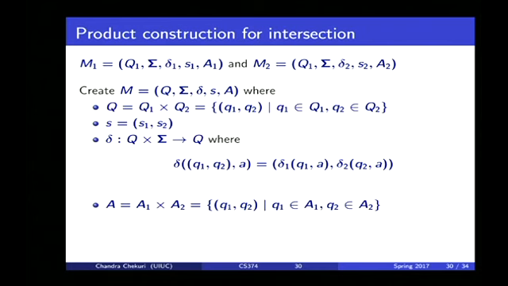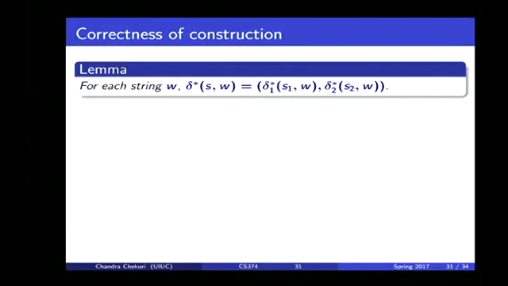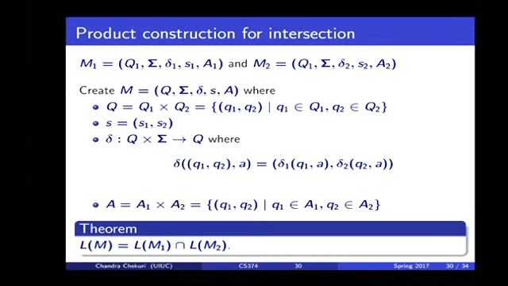If I have a DFA for language 1 and a DFA for language 2, I have mechanically created a DFA for the language L1 intersection L2. Okay, before I prove anything, here is the theorem which says that this machine accepts L of M1 intersection L of M2.